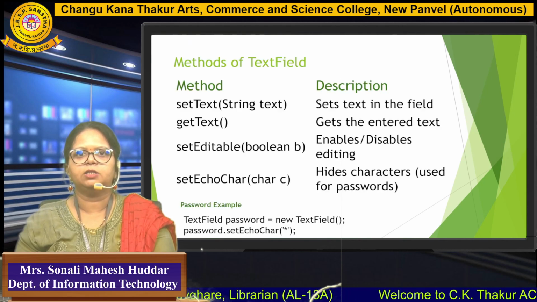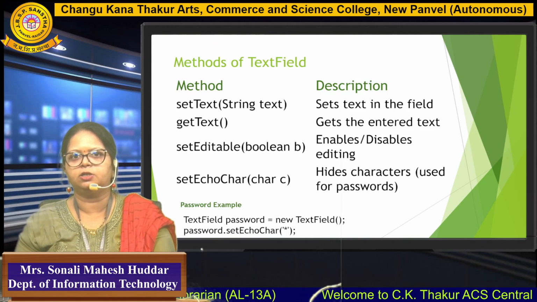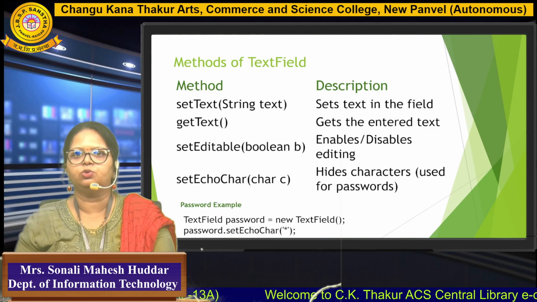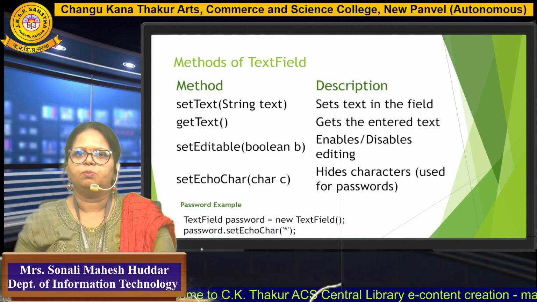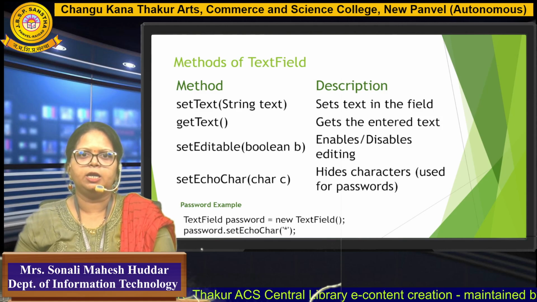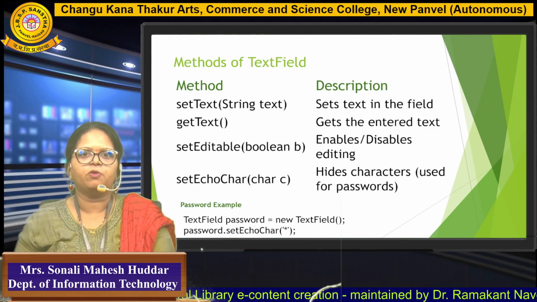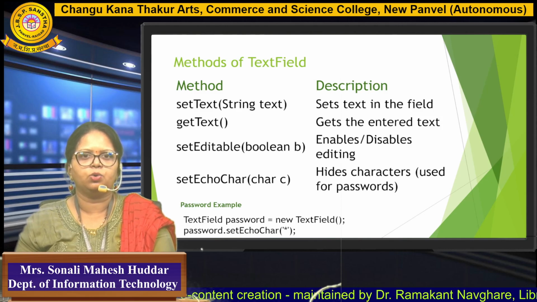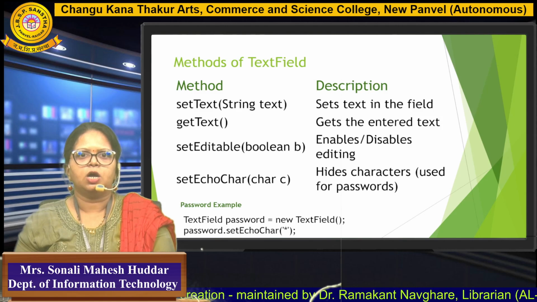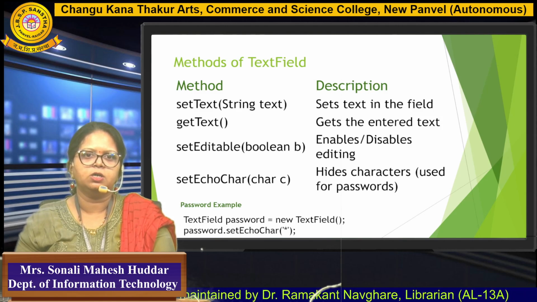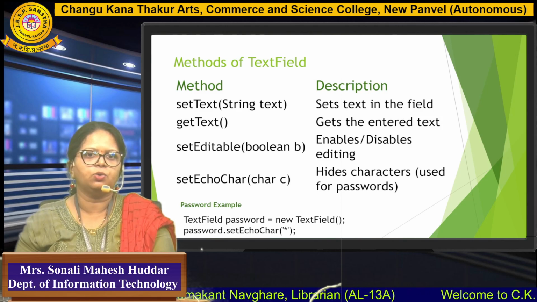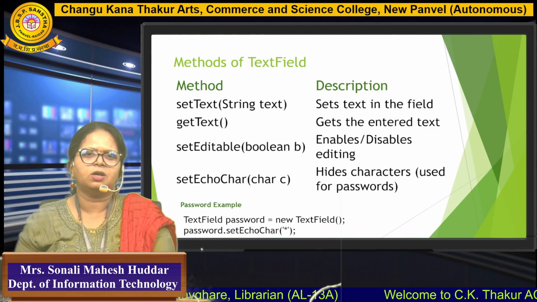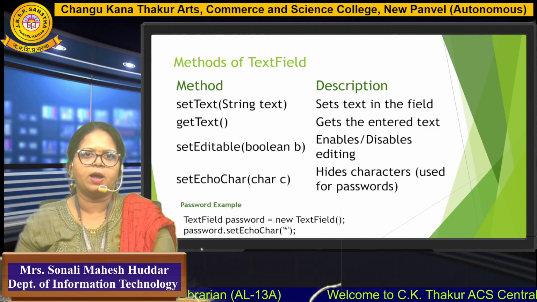Now just consider the methods of TextField. setText(String text), which sets the text into the field. getText, gets the entered text. setEditable(boolean b), so whether it is editable or not, you can also set disabled. setEchoChar, for password setting you can use this setEchoChar method. Okay, so just consider how to set that password. TextField password is equal to new TextField, and password.setEchoChar('*'). So whatever sign you want, you can provide that sign.